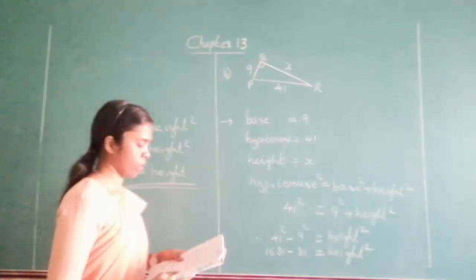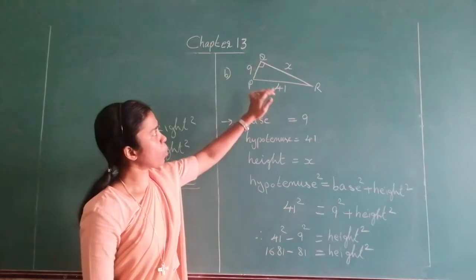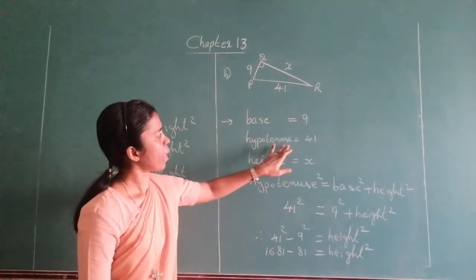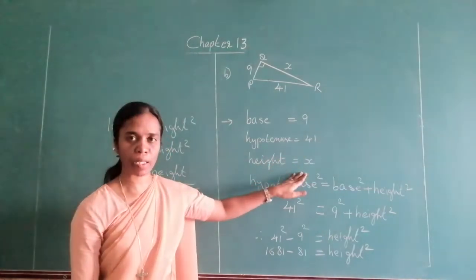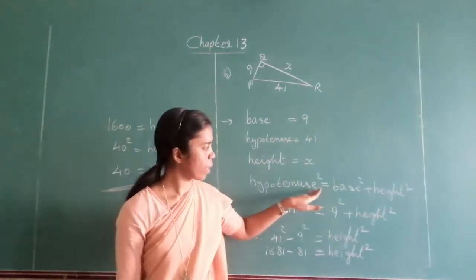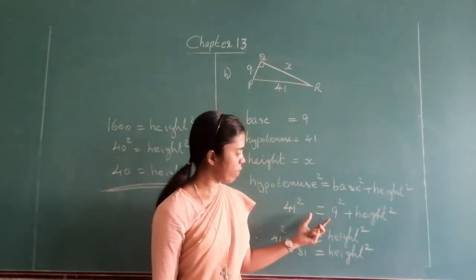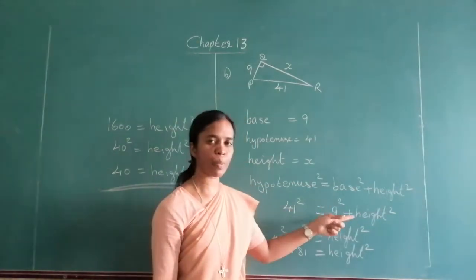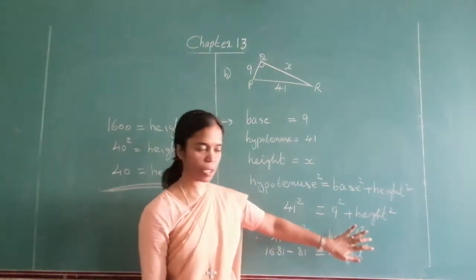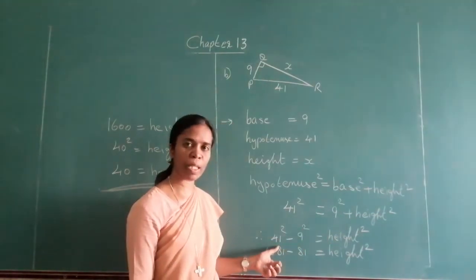Second one. This is the diagram that is given to you. Right angle is over here. So opposite to that is the hypotenuse. Base is 9. Hypotenuse is 41. Height is x. Now hypotenuse square is equal to base square plus height square. Hypotenuse square is given to us. Base is given. We have to find the height. Substitute the values in this. 41 square is equal to 9 square plus height square. Keep only what we have to find on one side of the equation. So bring the other one to the other side. 9 square, which is plus, comes on the other side as minus.